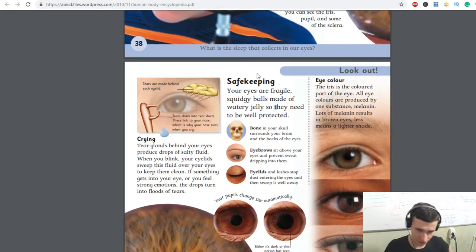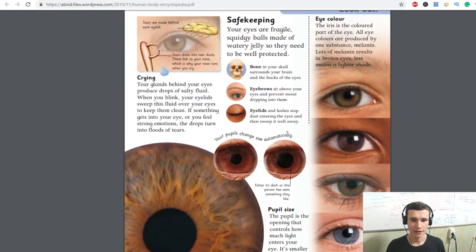Safekeeping. Your eyes are fragile, squidgy balls made of watery jelly, so they need to be well protected. Bone in your skull surrounds your brain and the back of the eyes. Eyebrows sit above your eyes and prevent sweat dripping into them. Eyelids and lashes stop dust entering the eyes and then sweep it away. Your pupils change size automatically, either because it's dark or because the person has seen something they like.